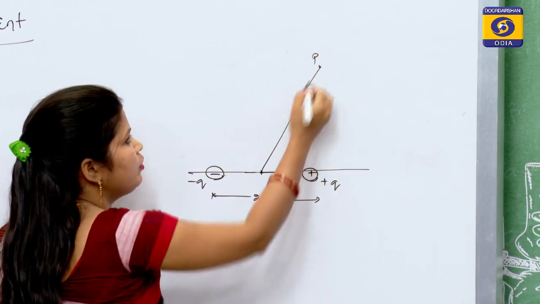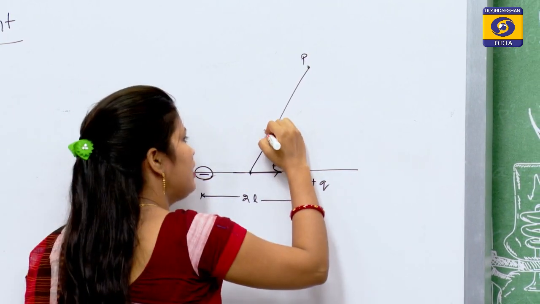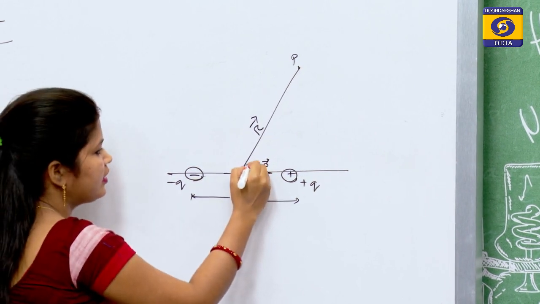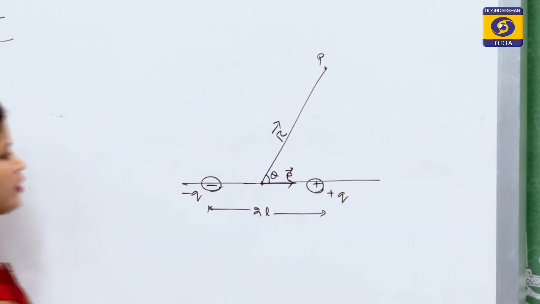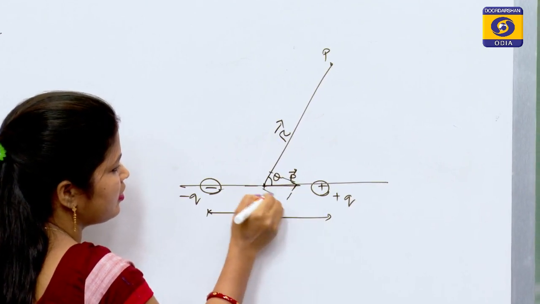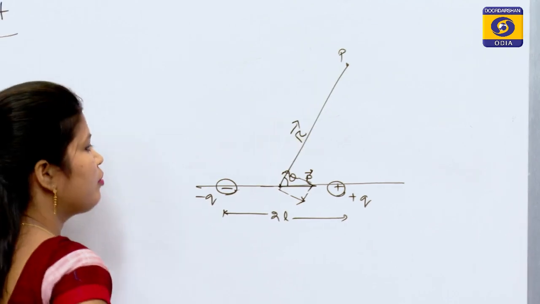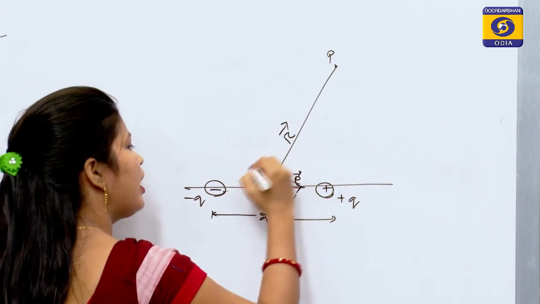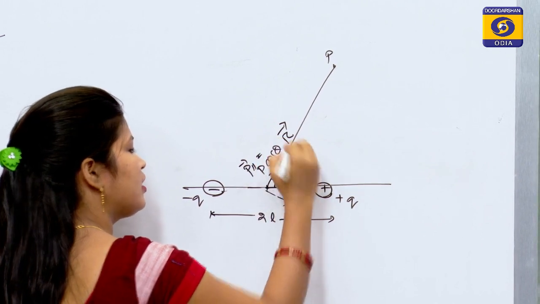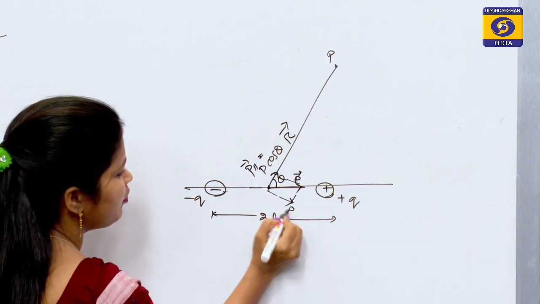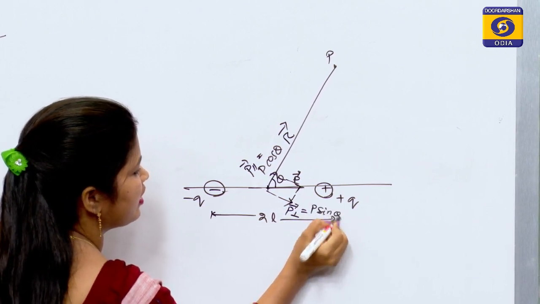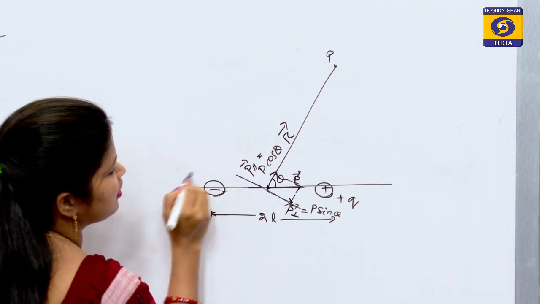And the distance from the center to the point of observation is r, and the position vector is r vector. So, the p vector makes an angle theta with the r vector. Resolving p, we get one component, p parallel to r, that is p parallel equals p cos theta, and another, p perpendicular to r, that is p sin theta.